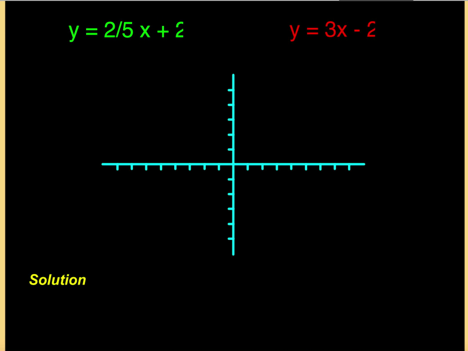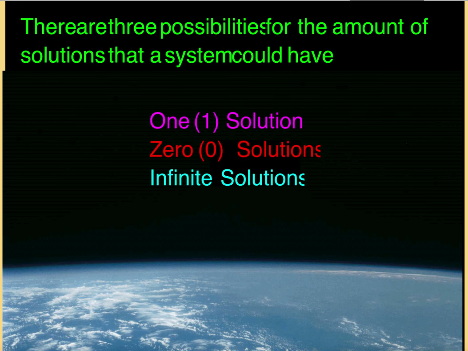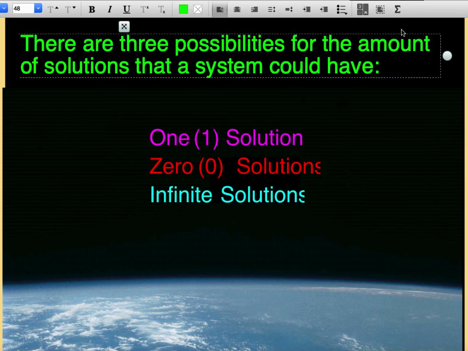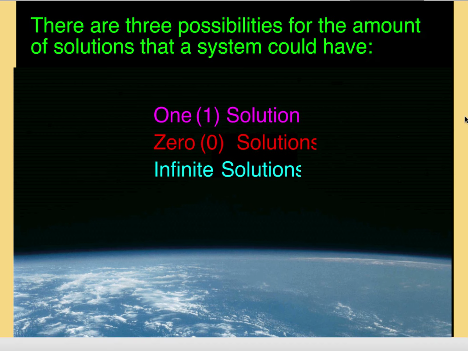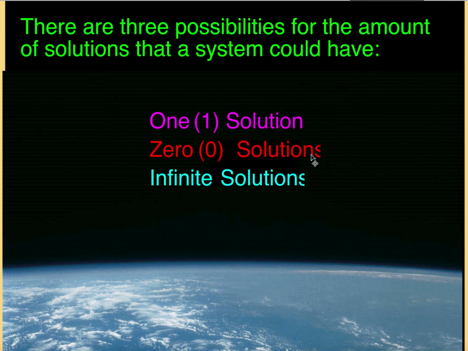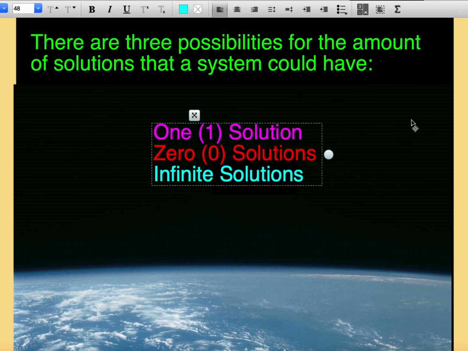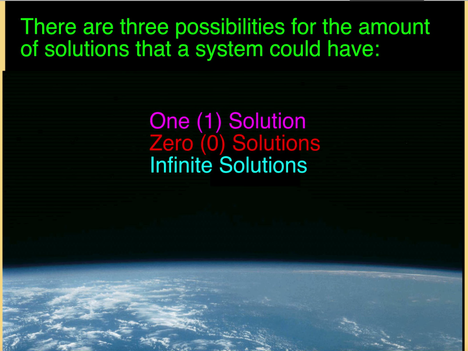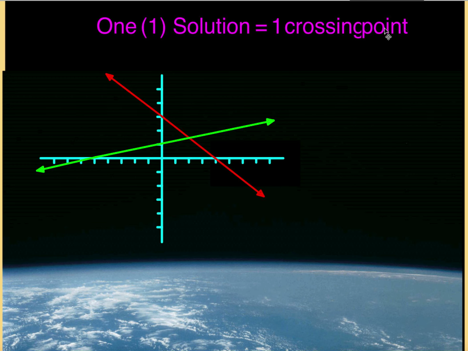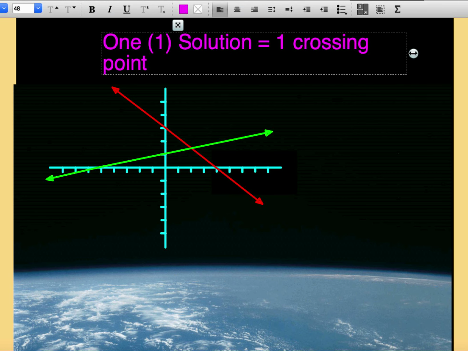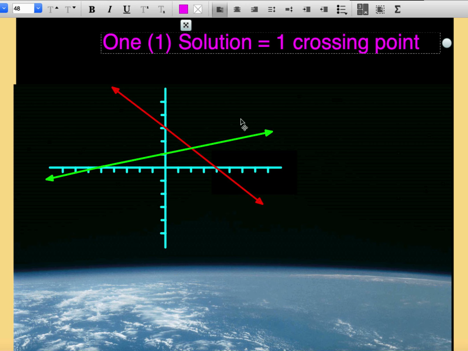So let's move on here. There are 3 possibilities for the amount of solutions that a system could have. And this would be for a linear system. We talked about that already. Here's what one solution would look like. So you can see that they intersect right here, and that would be the solution point.